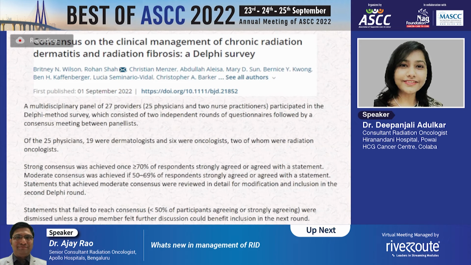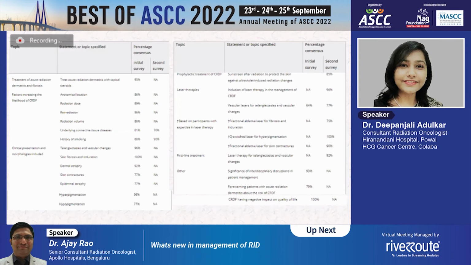Depending on the different aspects of chronic radiation dermatitis, what the factors are and what the treatment should be like, multiple questions were asked, and they underwent two surveys. If there was a strong consensus, that is more than 70% of the participants strongly agreed, it was a yes recommendation. If it was 50 to 69%, that is moderate consensus, it went to the second survey round. And if there was less than 50% agreement, then it was strongly disagreed by the panel. So this is the last slide.